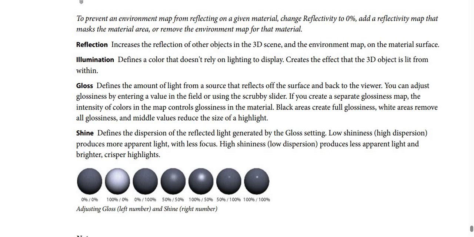The third option, gloss. What about gloss? Gloss defines the amount of light from a source that reflects off the surface and back to the viewer. You can also adjust glossiness by entering a value in the field or using the scrubby slider. If you create a separate glossiness map, the intensity of colors in the map controls glossiness in the material. Black areas create full glossiness, white areas remove all glossiness, and middle values reduce the size of a highlight.